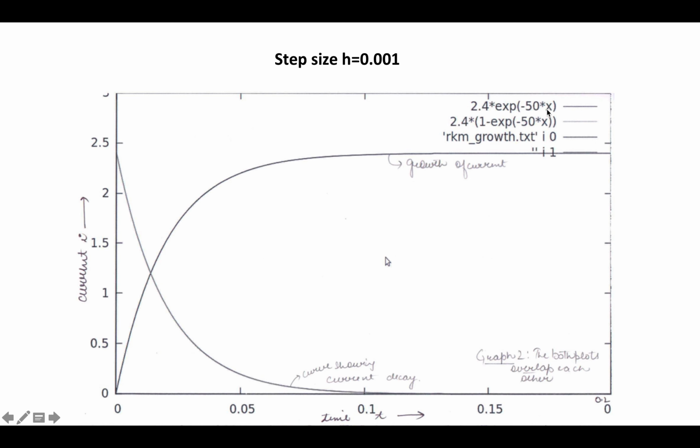So these are the formulas. These numbers, 2.4 or 50, are calculated by putting in the values of V, L and R. So this is how the RK4 method works in case of solving the differential equation for current with an independent variable of time.